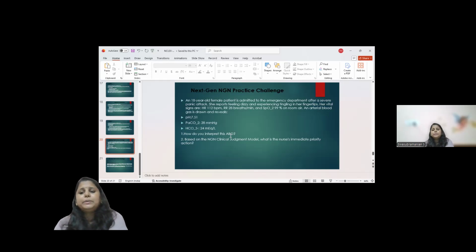So how do you interpret this ABG? Based on the Next Generation clinical judgment model, what is the nurse's immediate priority action? You have time to work on it. I will give you 5 minutes. So let's work on these values, interpret the results, and then you can tell me the priority based on the clinical judgment. All right.